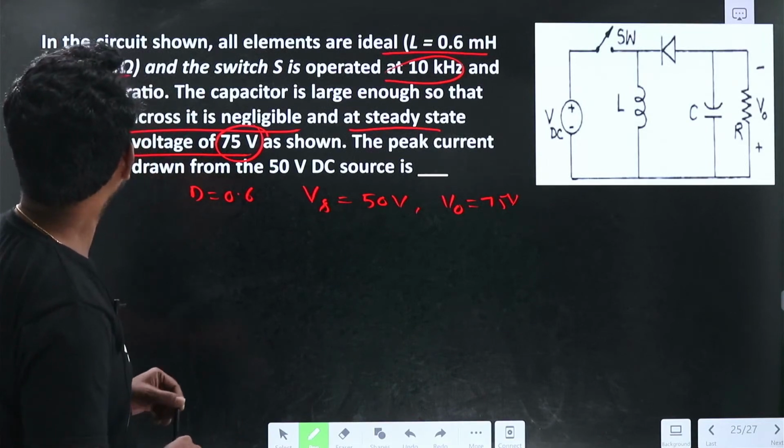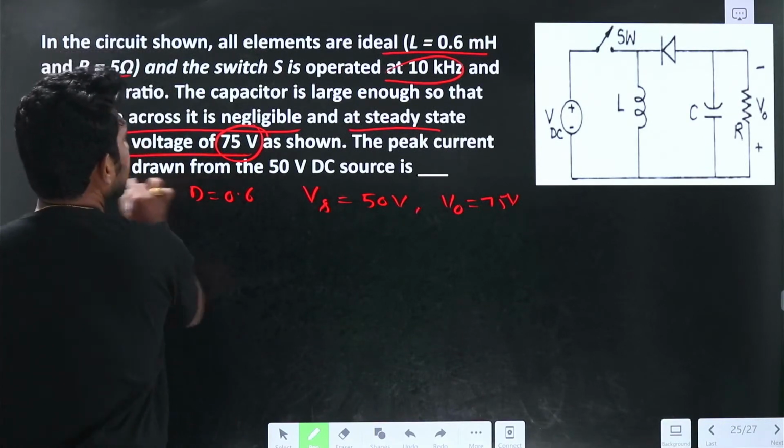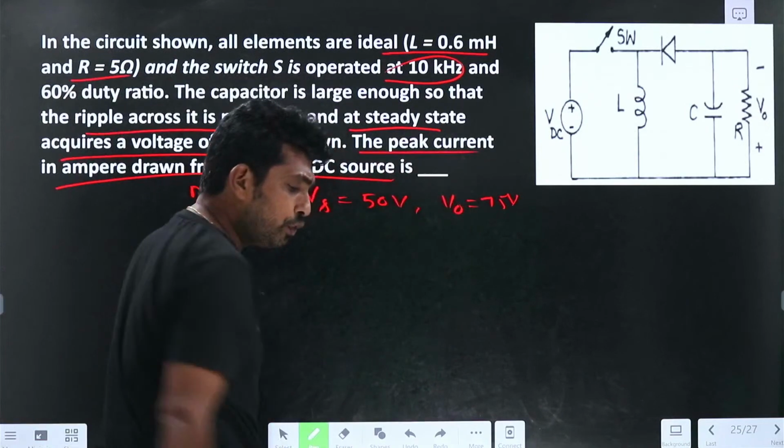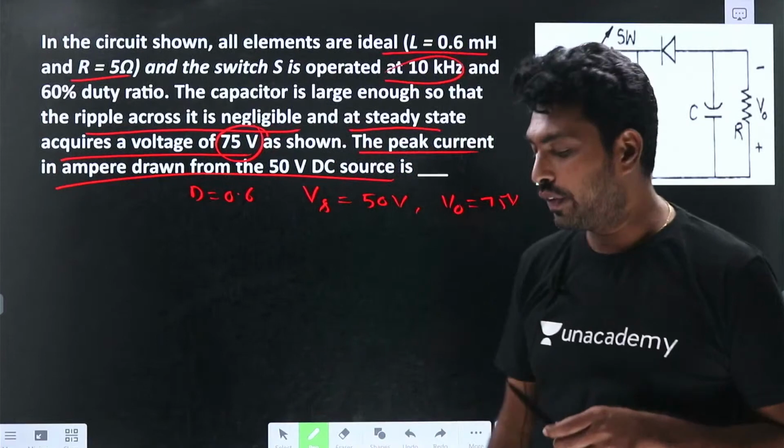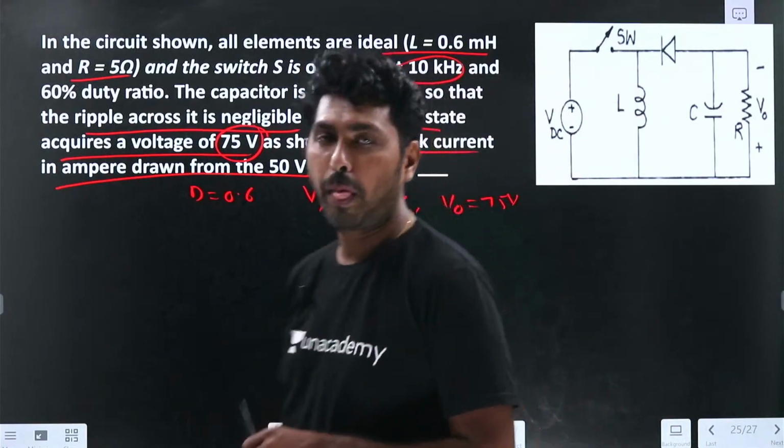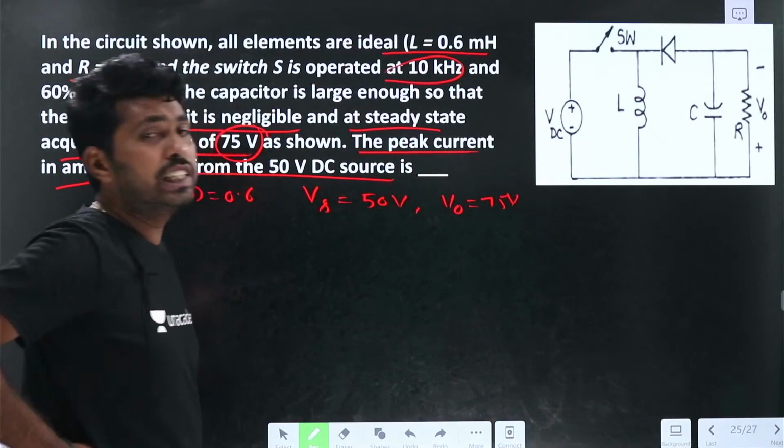Now what we need to find? The peak current drawn by the 50 volt source. We need to find the peak current value. How can we find the peak current value? Let us find this one.